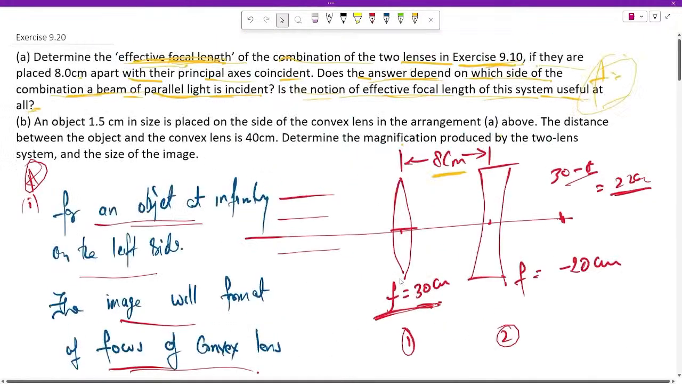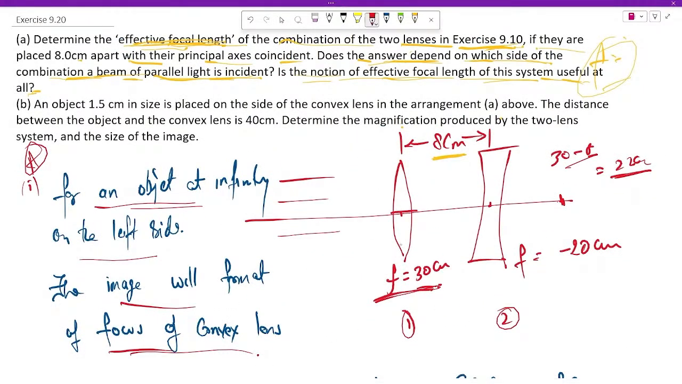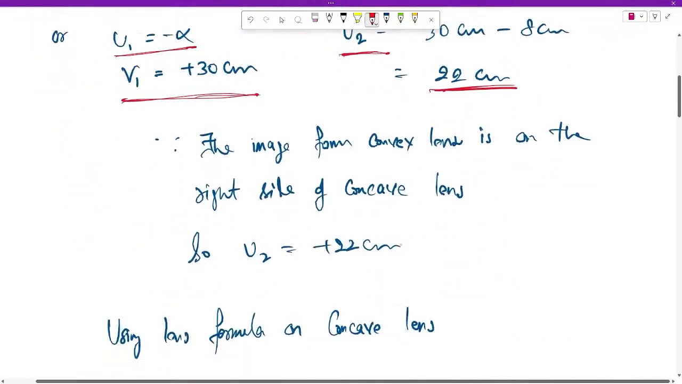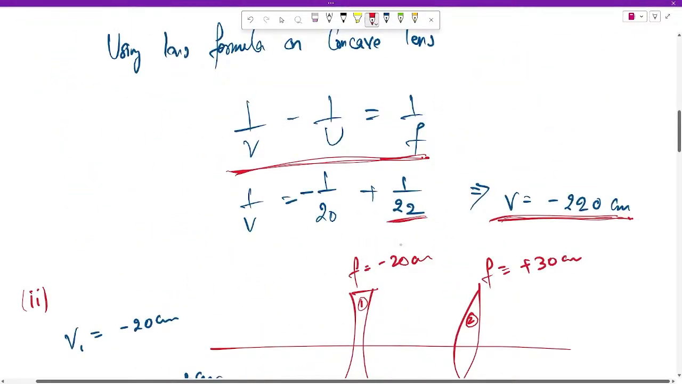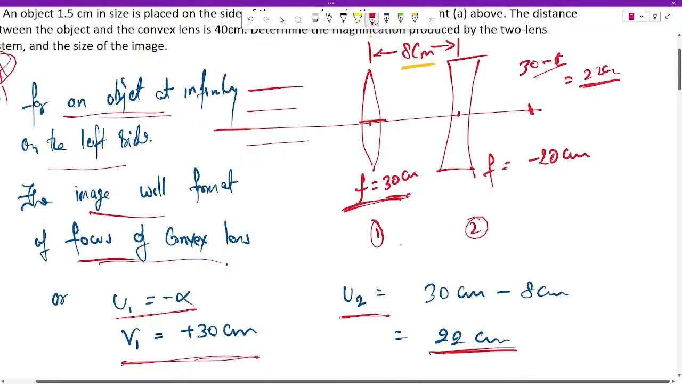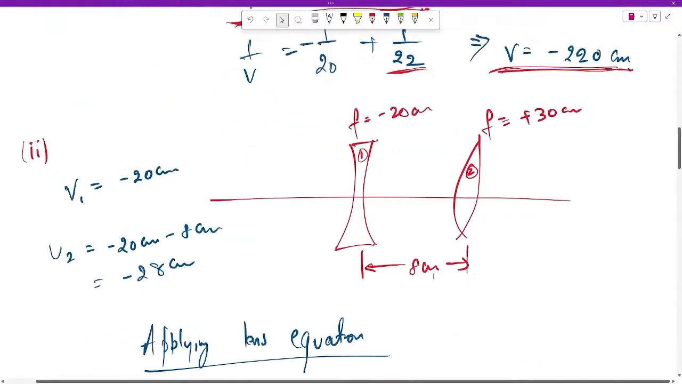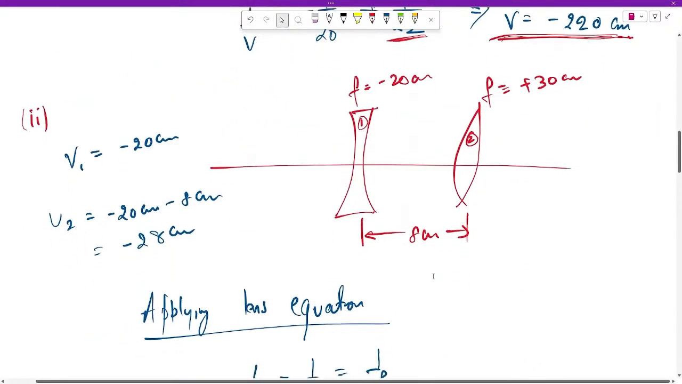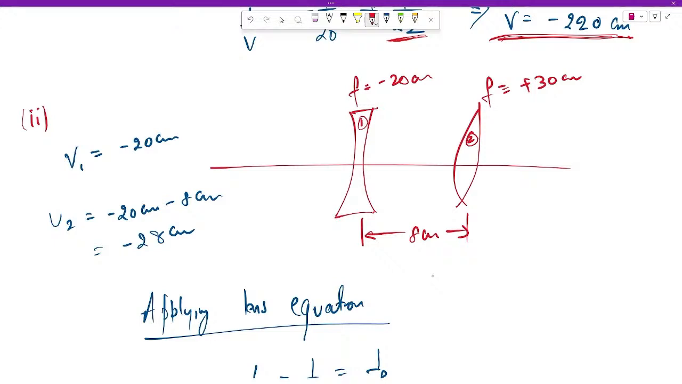So for this lens arrangement, when the object is at infinity, the final image will be forming at v equals minus 220 centimeter on the left hand side of this lens. Now we will consider the second case in which the concave lens is the first lens and the convex lens is the second lens.